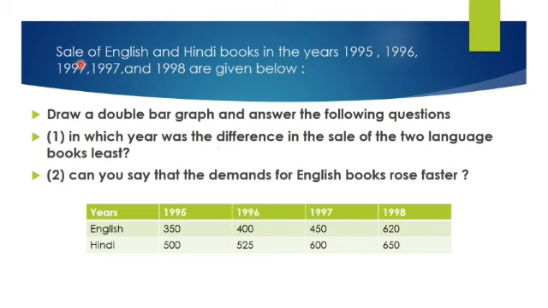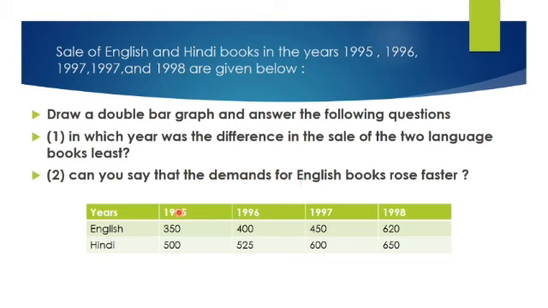And the next one, sales of English and Hindi books in the years 1995, 1996, 1997 and 1998 are given below. Draw a double bar graph and answer the following questions. Okay, two types of books, English and Hindi. Then we want to make a double bar graph. Then the first question, in which year was the difference in the sale of the two language books least? Can you say that the demand for English books rose faster?